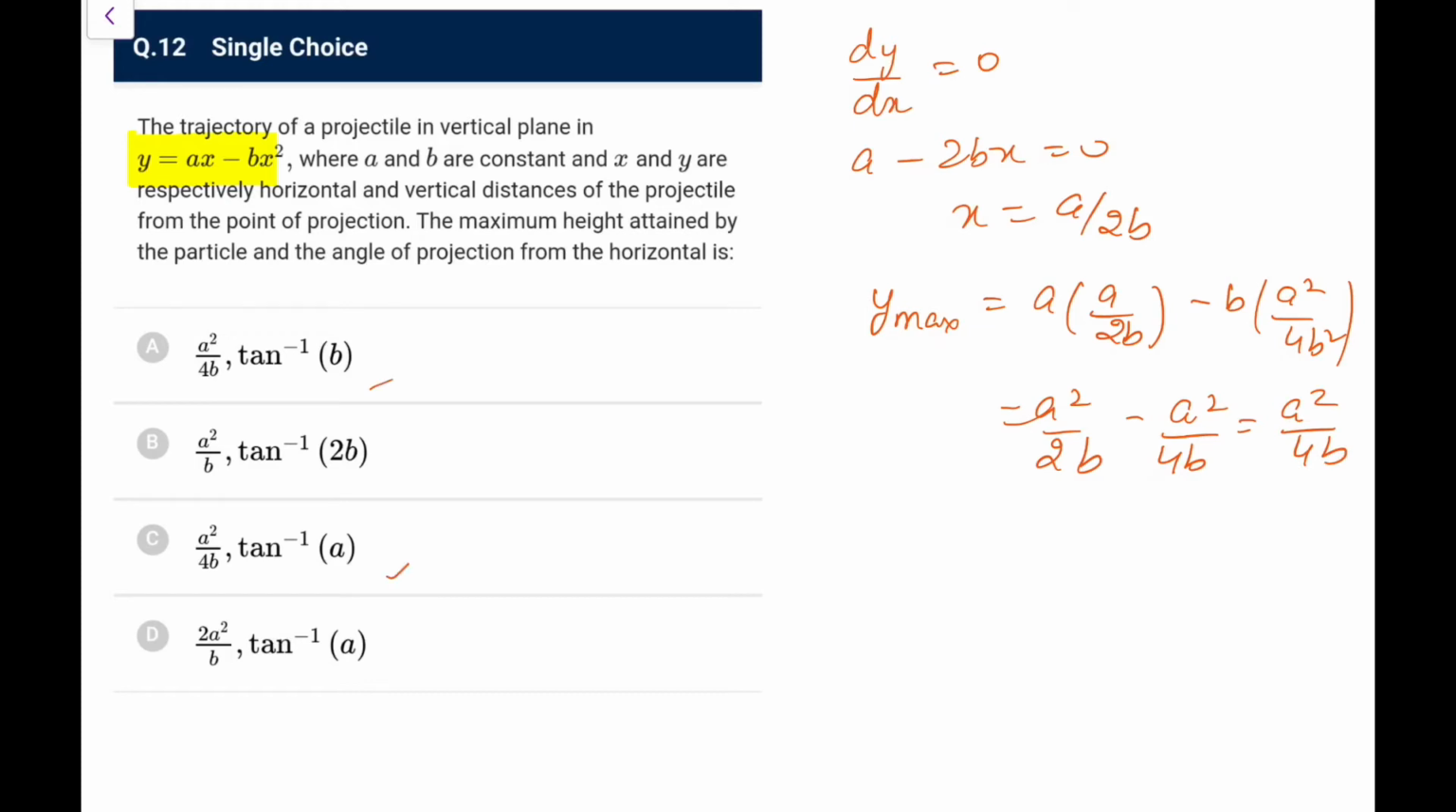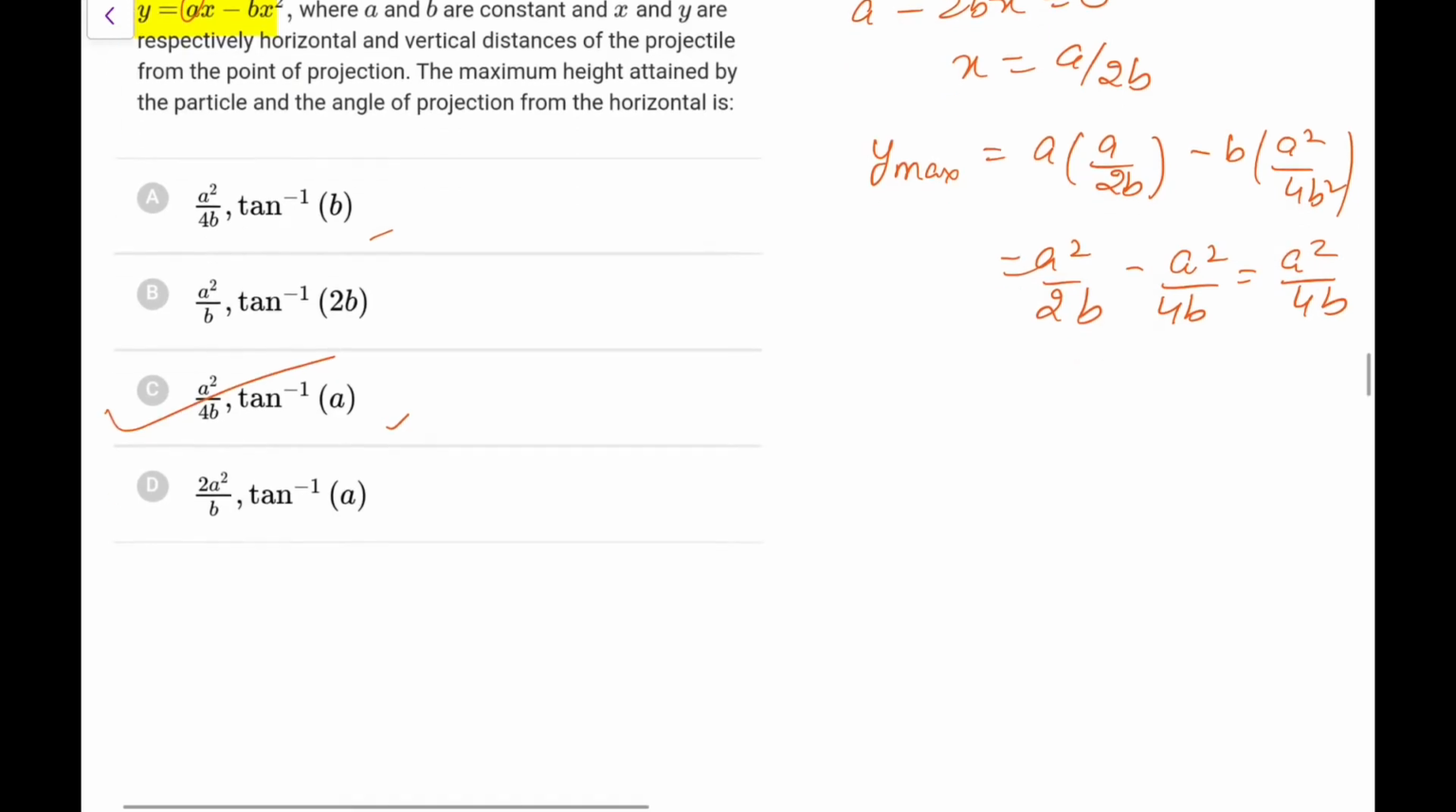So we are left with two choices, and the angle. And the angle that you compare by the standard result, x tan θ, so tan θ is a, so it is tan inverse a. So go for option C directly by comparing it.